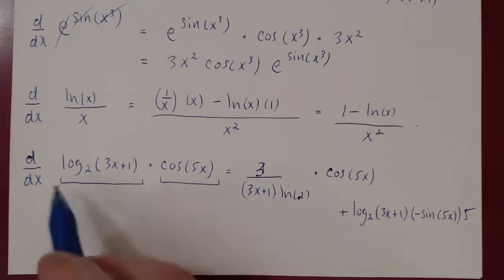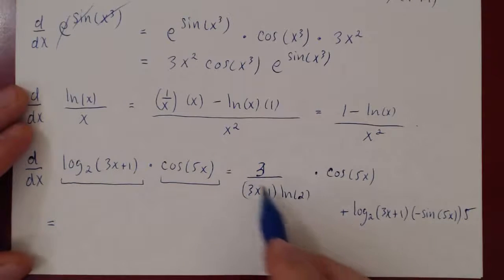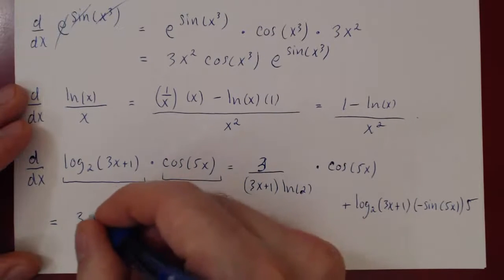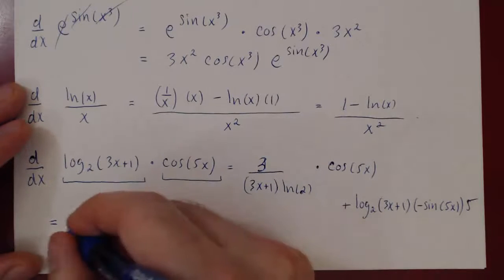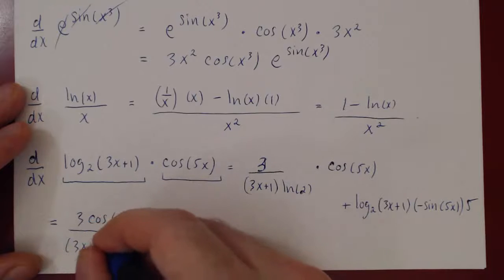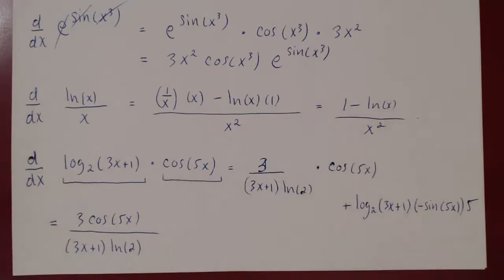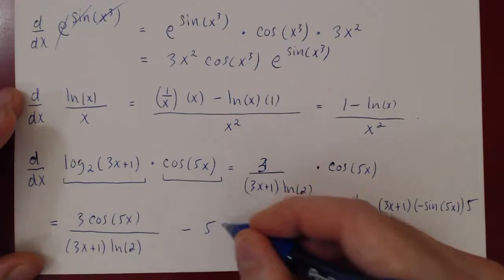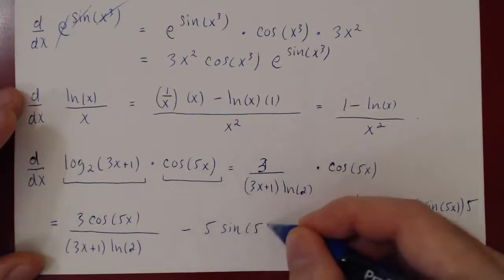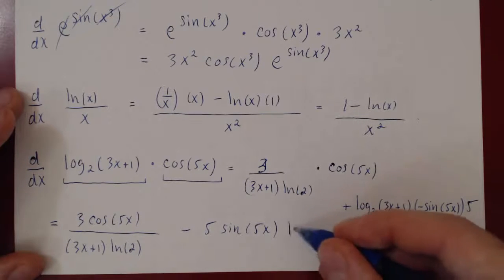This is the derivative of log base 2 of 3x plus 1 times cosine of 5x. If we rearrange a little bit, we'll have 3 cos of 5x over 3x plus 1 ln of 2. And here we'll have a minus 5 sine of 5x, so minus 5 sine of 5x times the logarithmic function of 3x plus 1 base 2.